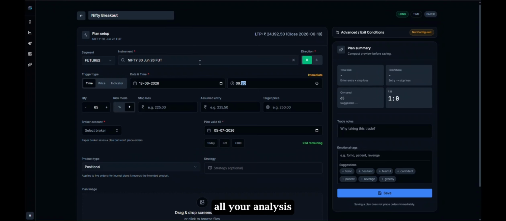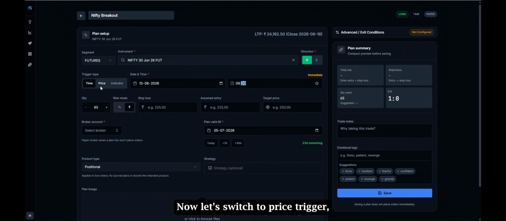Imagine you've completed all your analysis the previous evening and decided tomorrow at exactly 9:20 am, I want this trade to become active regardless of where the price is trading. In that case, a time trigger is the perfect choice. Another practical example would be an end-of-day trader who only takes positions after 3:15 pm. Once the daily trend is almost confirmed, time triggers are ideal whenever your strategy depends on when something happens rather than where the market is trading.